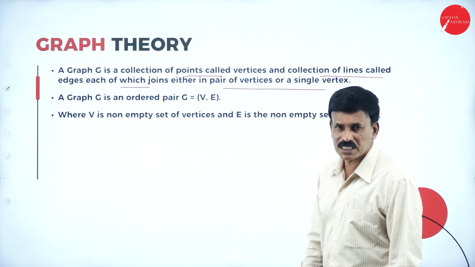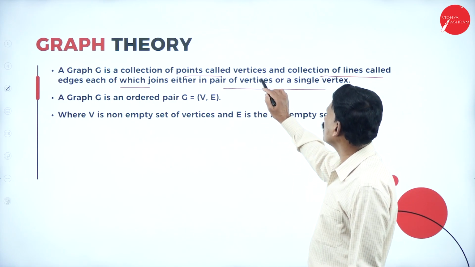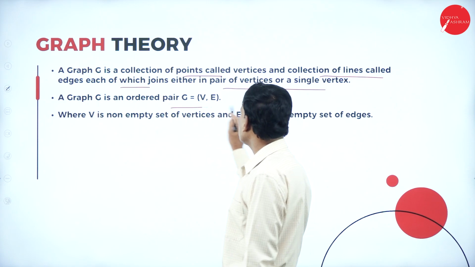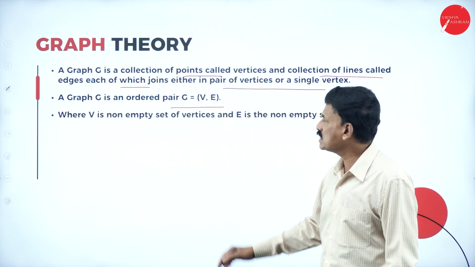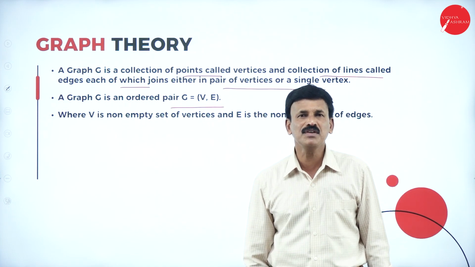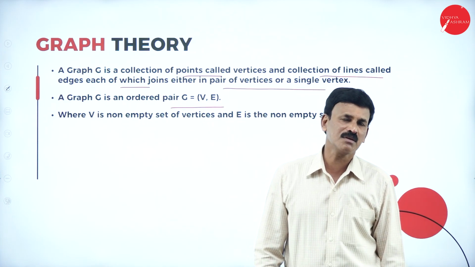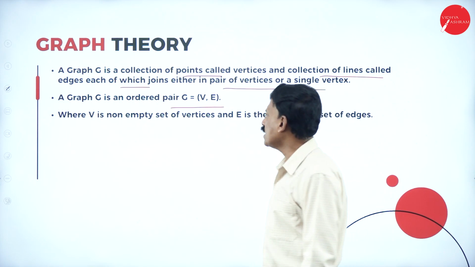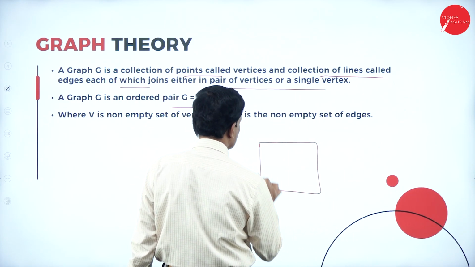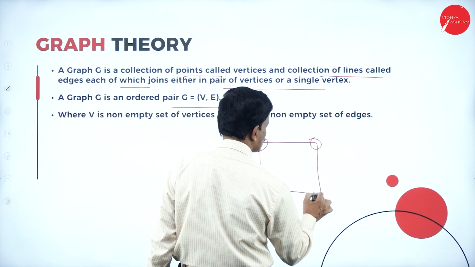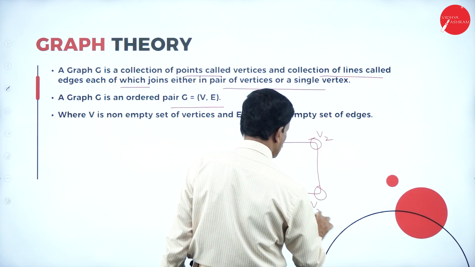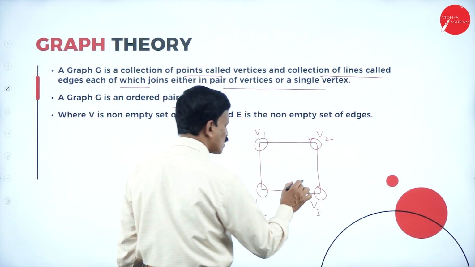So, in general, a graph is nothing but a collection of vertices and a collection of edges. A graph is an ordered pair, represented as G. A graph G is equal to (V, E), where V is the set of vertices and E is the set of edges. Now, let us consider an example of a graph. These are the vertices, let us represent them as V1, V2, V3 and V4.